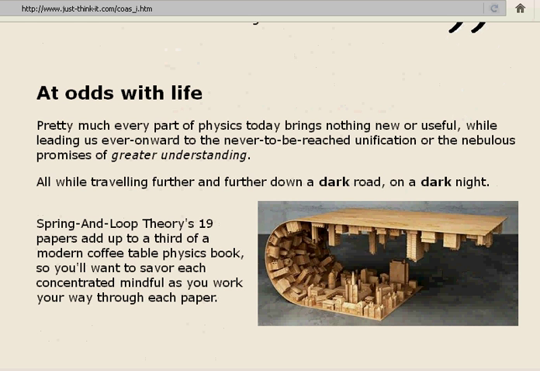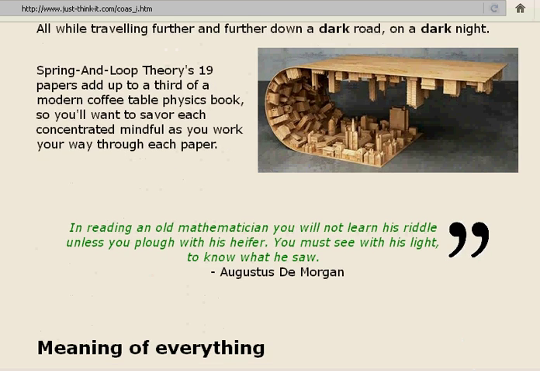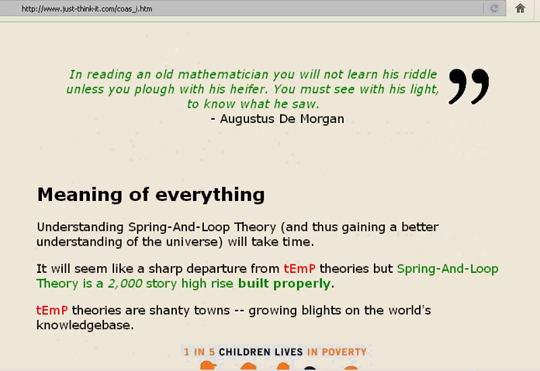Spring and loop theory's 19 papers add up to a third of a modern coffee table physics book, so you'll want to savor each concentrated paper mindfully as you work your way through. In reading an old mathematician, you will not learn his riddle unless you plow with his heifer. You must see with his light to know what he saw. Augustus de Morgan. Meaning of everything.